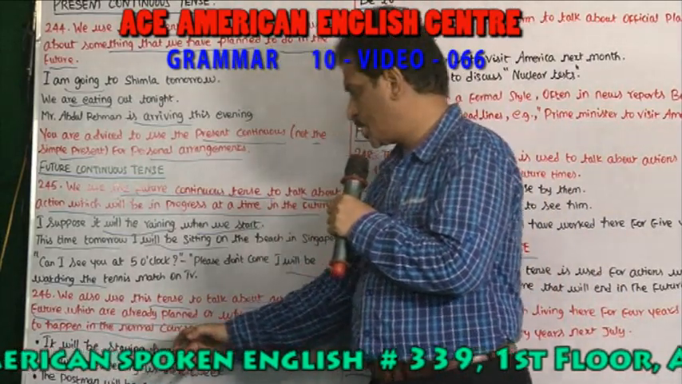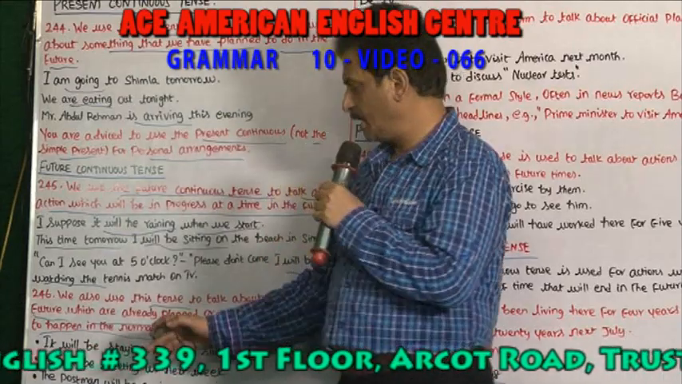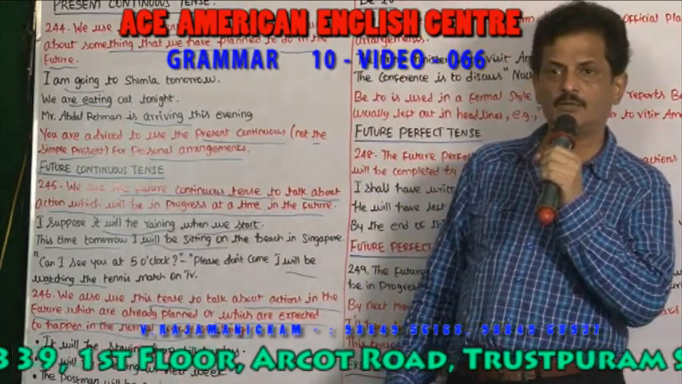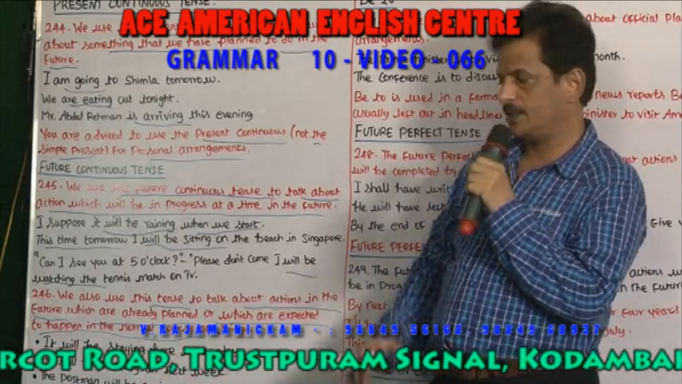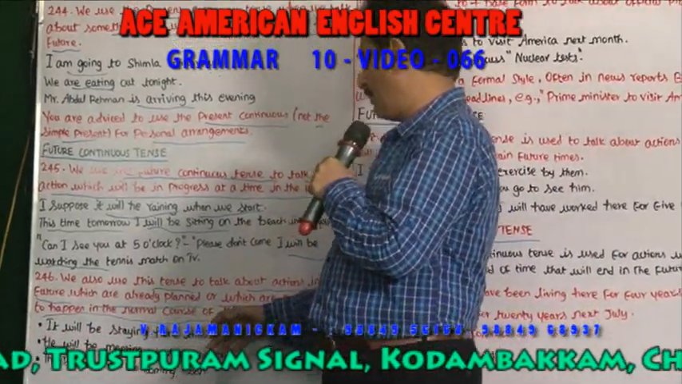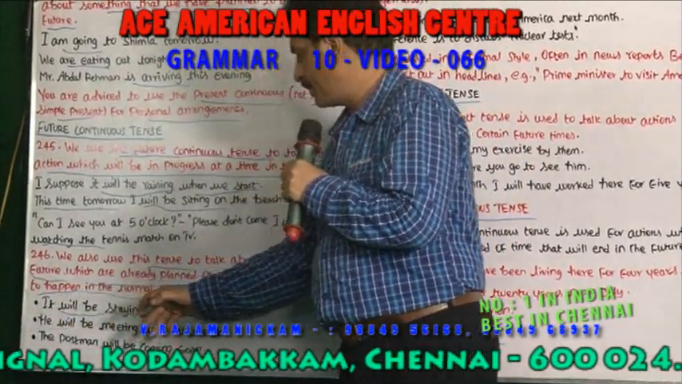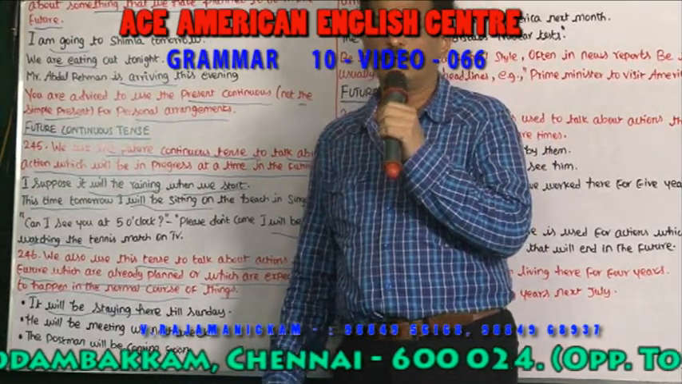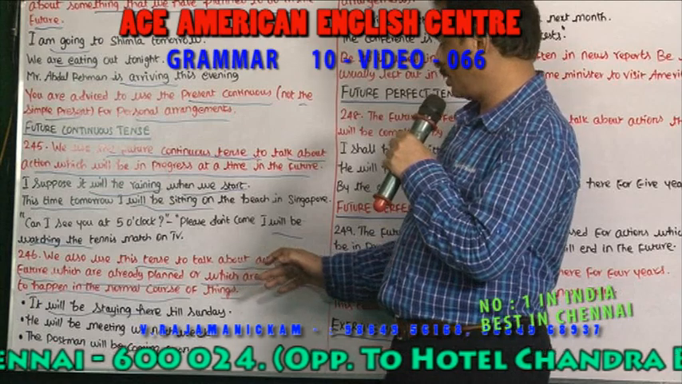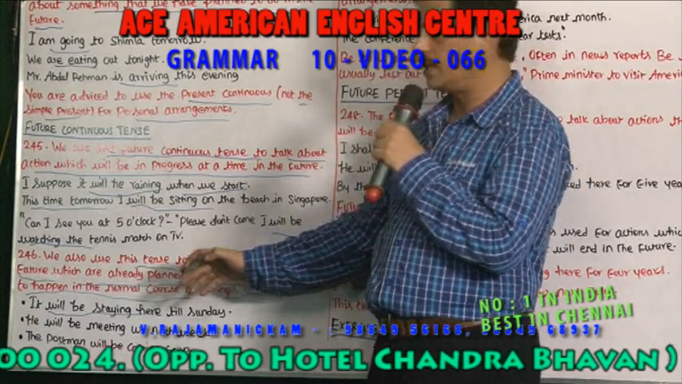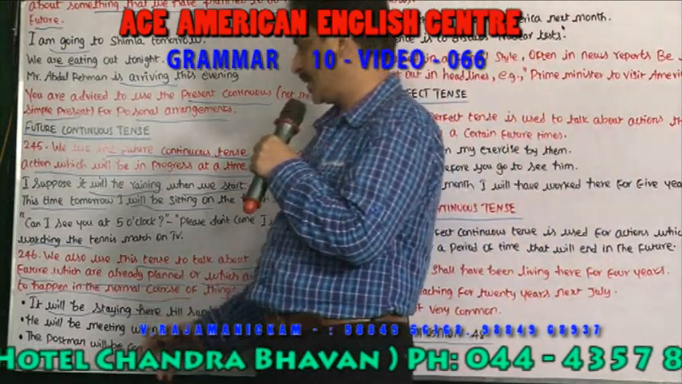It will be staying here till Sunday. What will be staying? Maybe the railway coach. So it will be staying there till Sunday. So a future program, something which is fixed. When it is fixed, then you are saying it will be staying here. To talk about actions in the future which are already planned. When an action is already planned, there you are using future continuous.